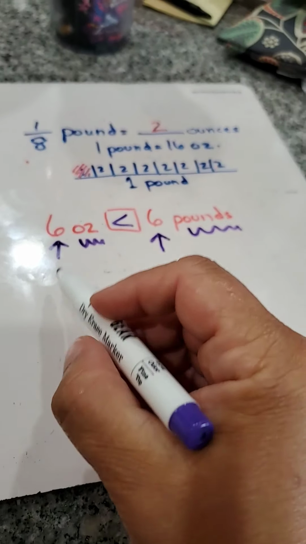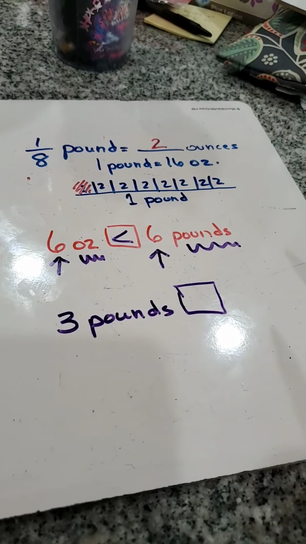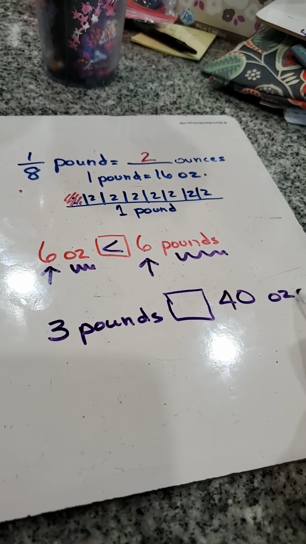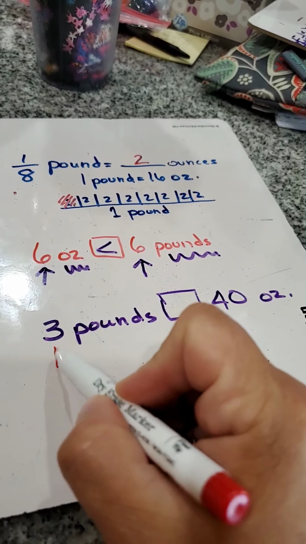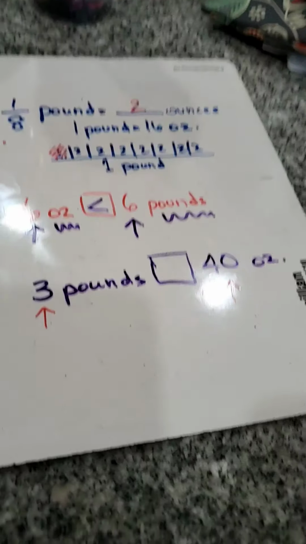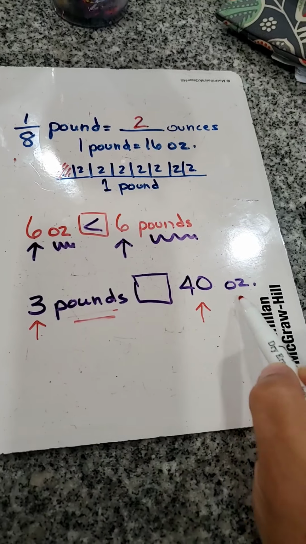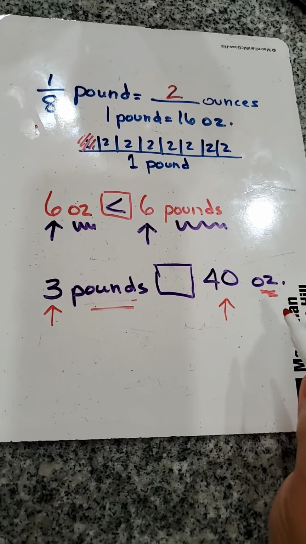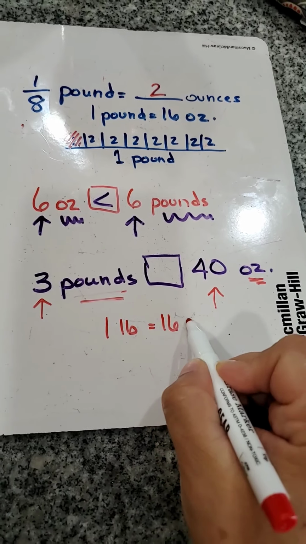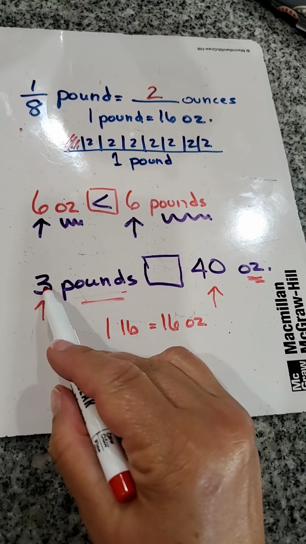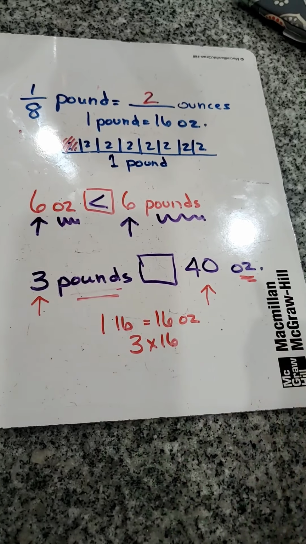Let's try one more. 3 pounds is greater than, less than, or equal to 40 ounces. Well, let's look. First, we always look at our whole numbers. Most definitely different. So now let's look at units. Units are also different, so we're going to have to convert. So we know 1 pound is equal to 16 ounces. So we're going to have to convert pounds to ounces. So 3 pounds times 16.